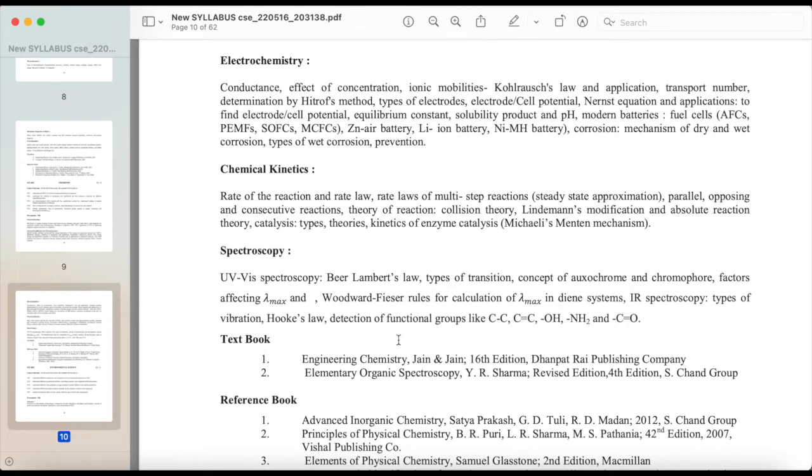rules for calculation of diene systems. IR spectroscopy: types of vibration, Hooke's law, detection of functional groups like C-C, C=C, O-H and C=O.